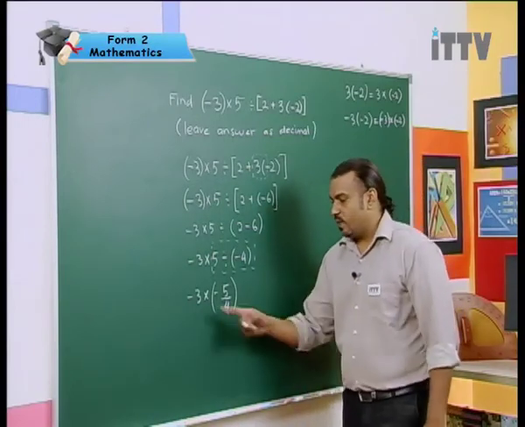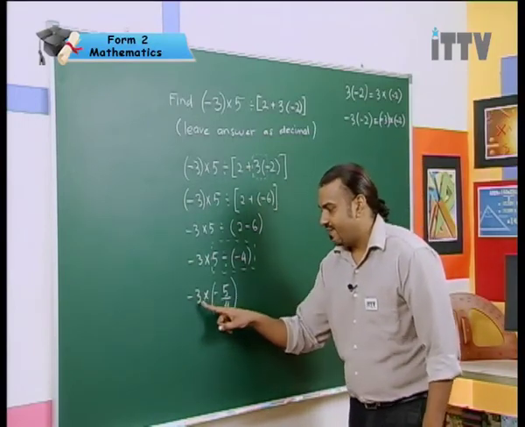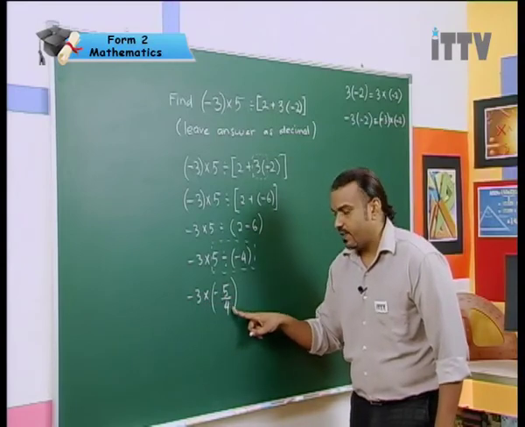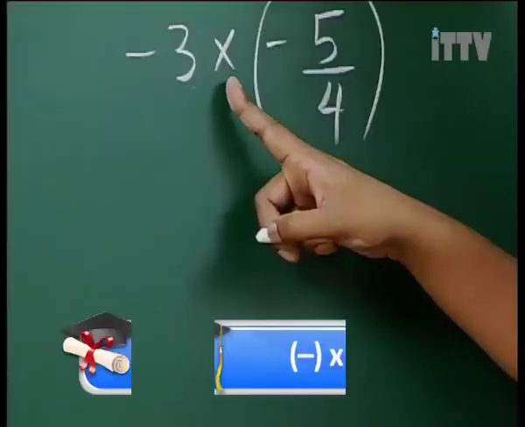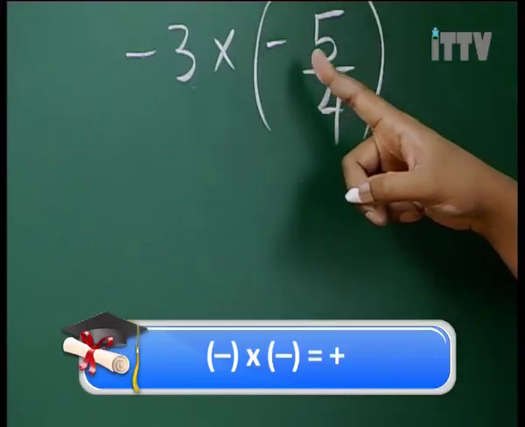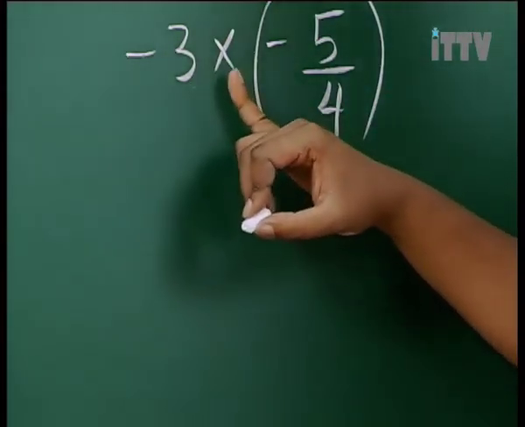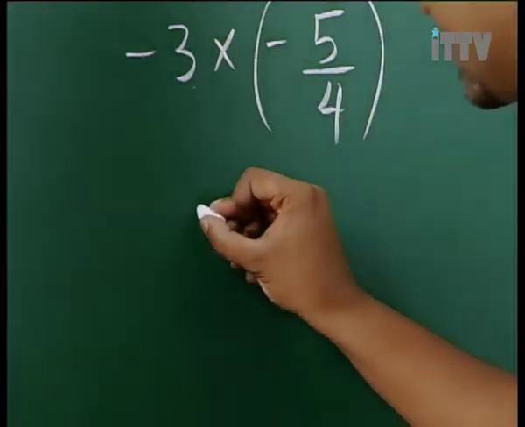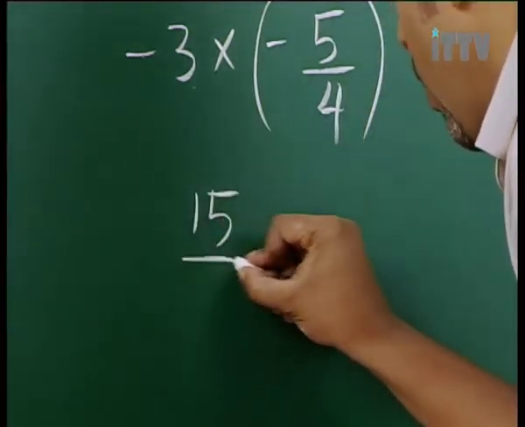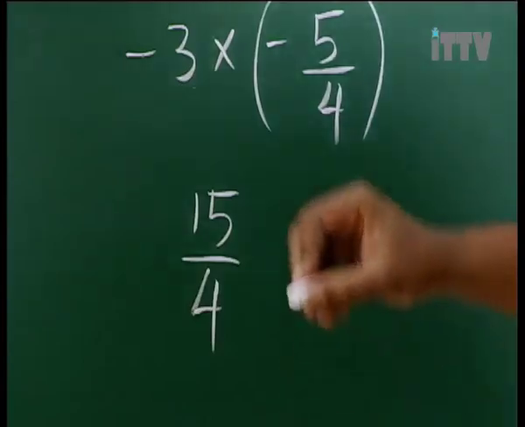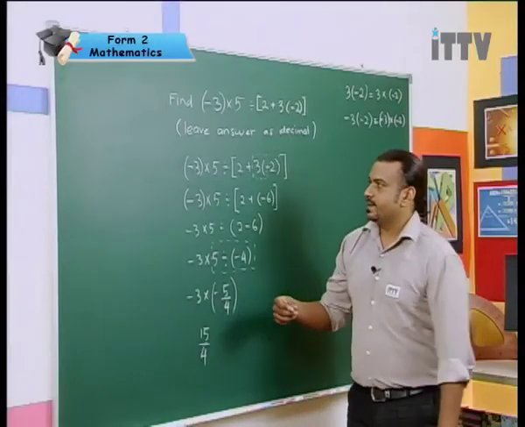Next part of it, we're going to solve this. Negative 3 multiplied by negative 5 over 4. Negative multiplied by negative will give us a positive number, right? So positive, I'm not going to write it down. 3 multiplied by 5 over 4, the answer will be 15 over 4. Now, go back to the question, all right?